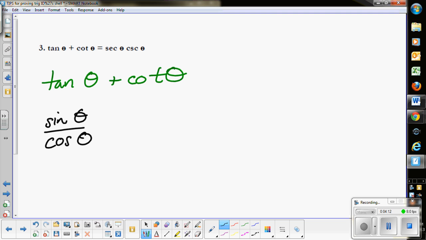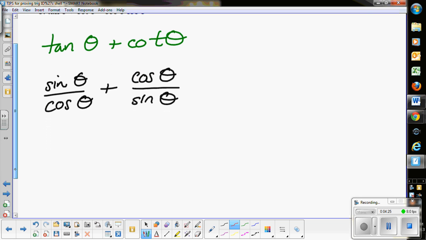Tangent is sine over cosine. Cotangent is tangent's reciprocal, so cosine is on the top for this, and sine is on the bottom. And then this looks like a big bunch of gobbledygook, and it's going to look worse before it looks better.